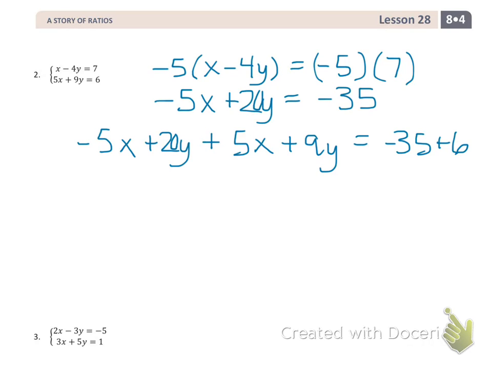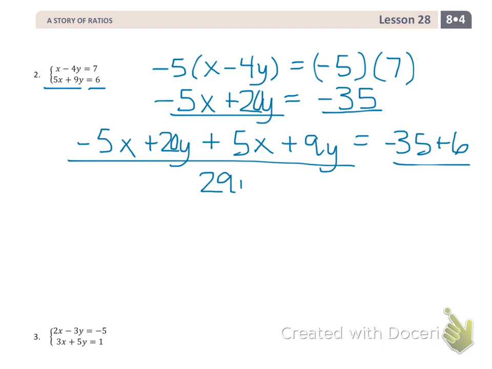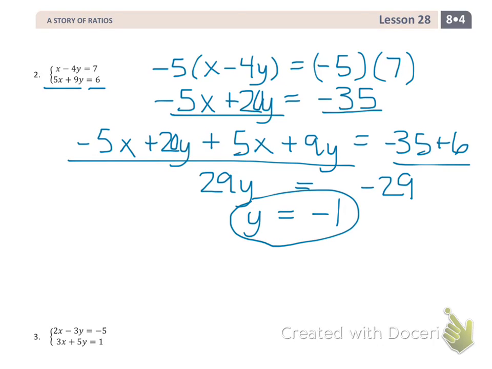That looks good, negative 5 times 7. Then I went ahead and added this left-hand side and this left-hand side and got that. And then I added negative 35 and 6 and got that. And so when we eliminate our variable, we're going to get 29y is equal to negative 29. So y is equal to negative 1. That's nice. Finally have a whole number instead of a fraction.